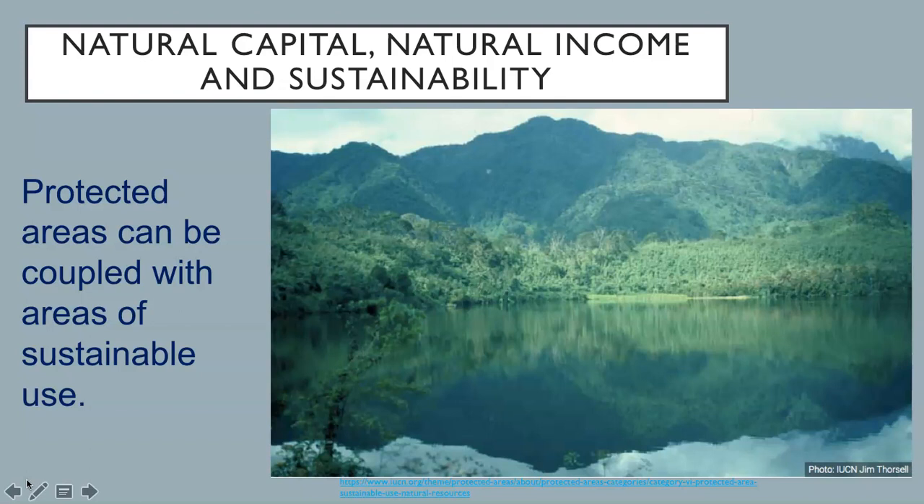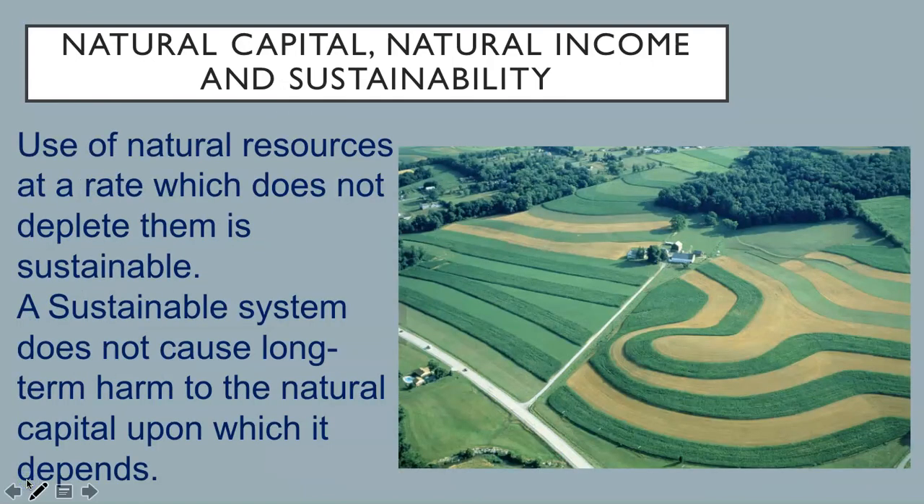Protected areas can be coupled with areas of sustainable use. This promotes the sustainable use of natural resources, considering ecological, economic, and social dimensions. Use of natural resources at a rate which does not deplete them is sustainable. A sustainable system does not cause long-term harm to the natural capital upon which it depends.